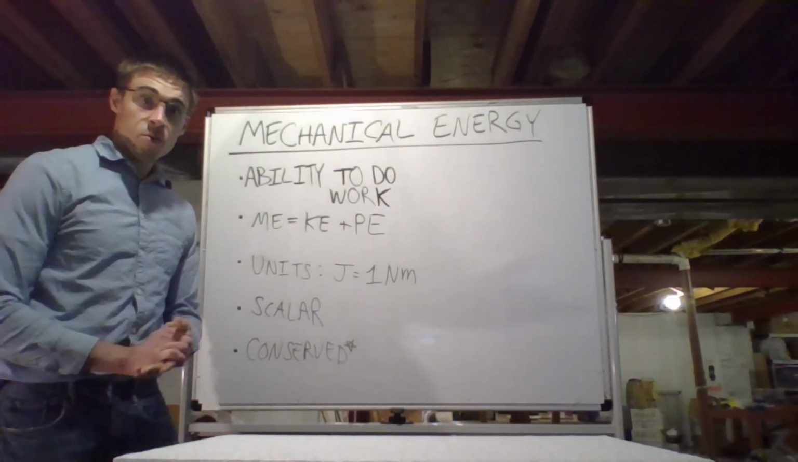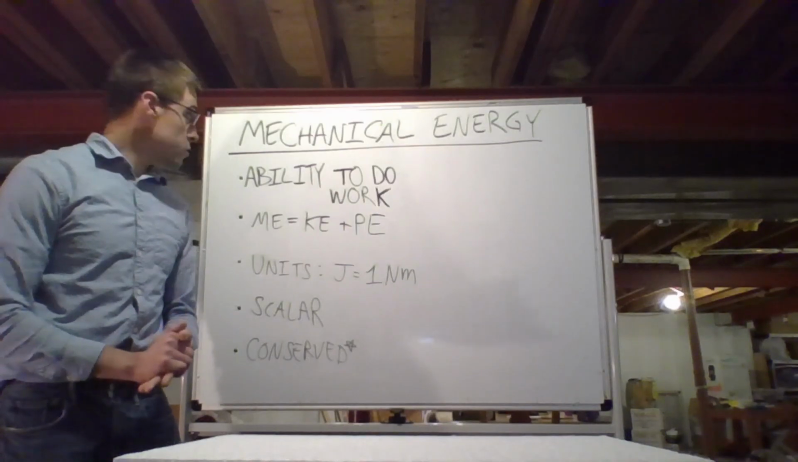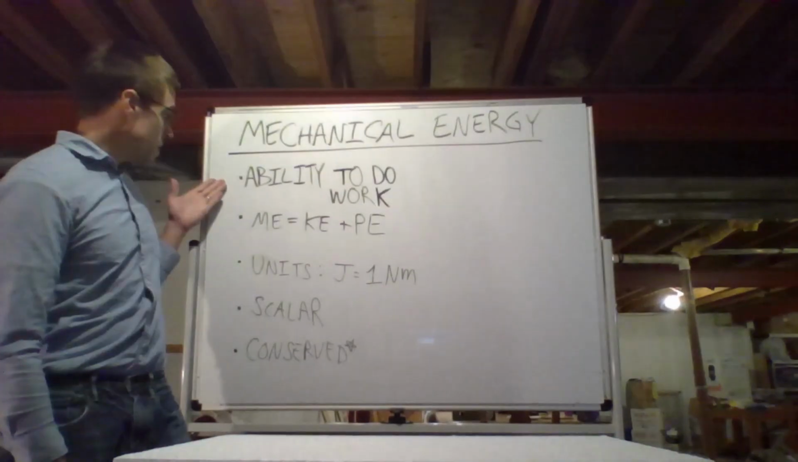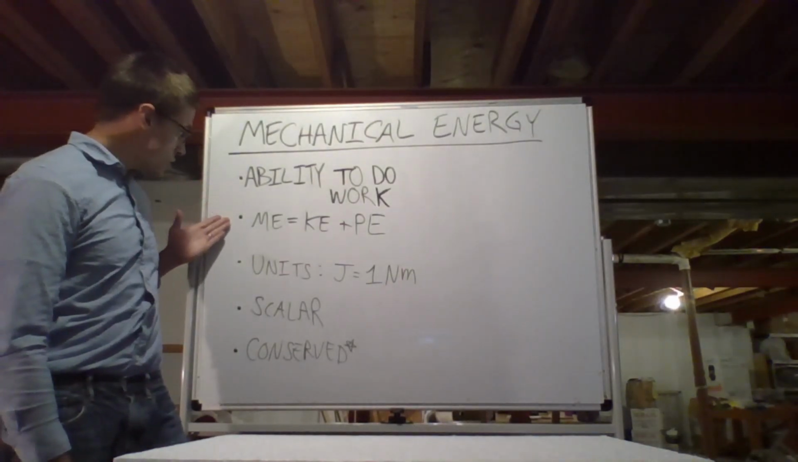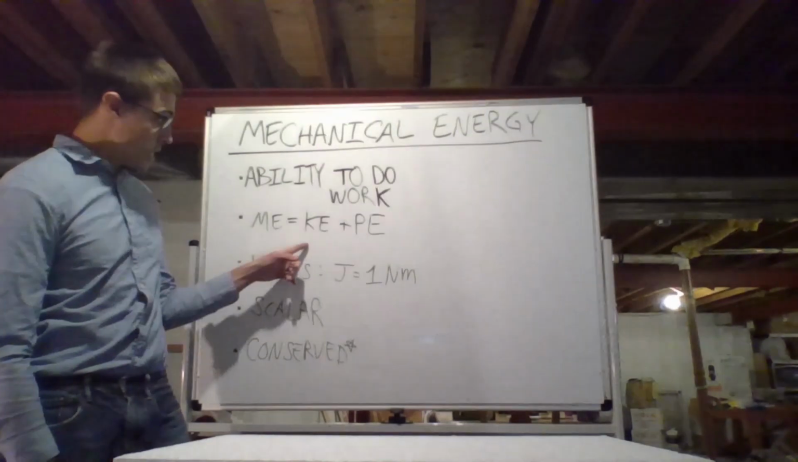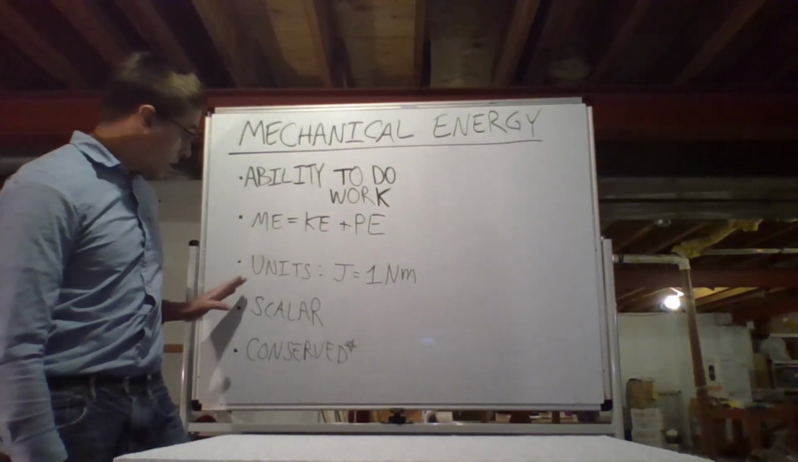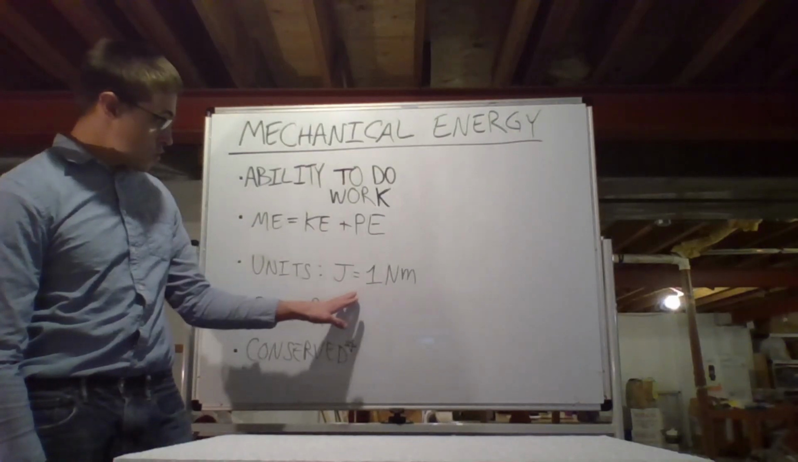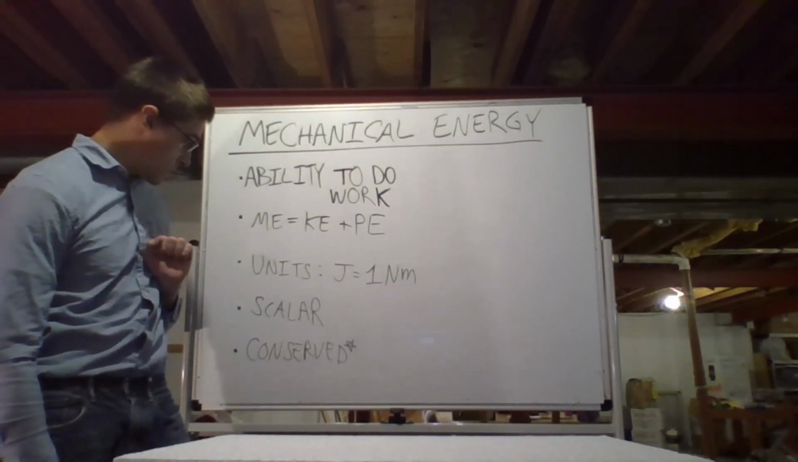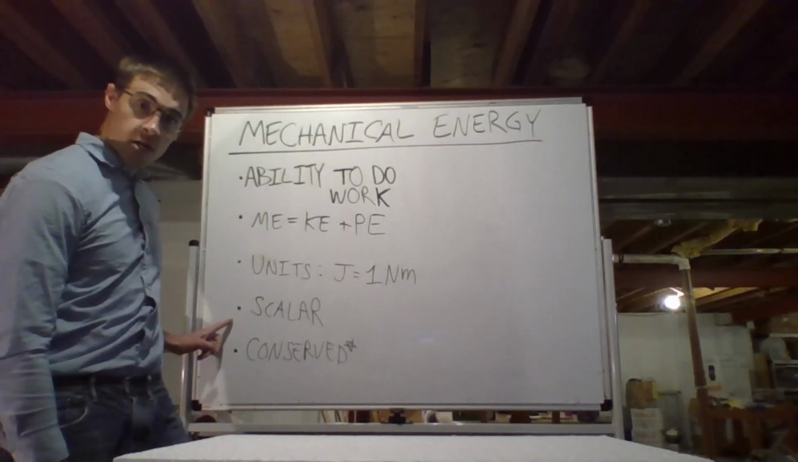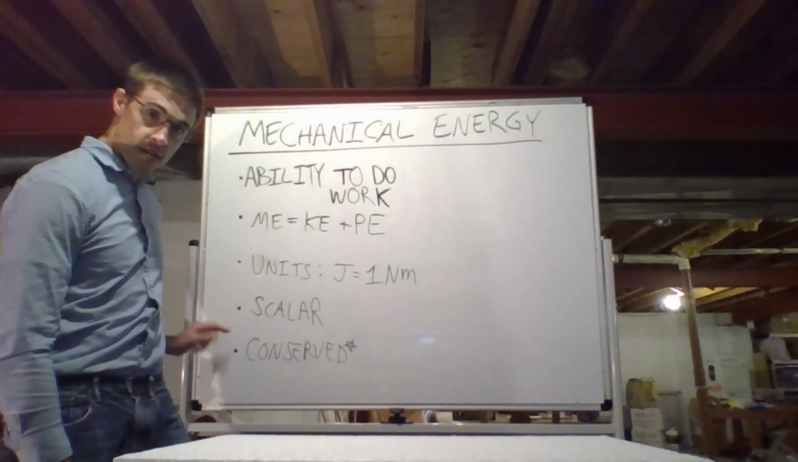Alright, so before we had talked about mechanical energy, and I had told you a few things. One, that it was the ability to do work. Two, that mechanical energy comes in two flavors, kinetic energy and potential energy. That it has units of joules, or in other words, newtons times meters. That it is a scalar quantity. Energy, same as work, is a scalar quantity.